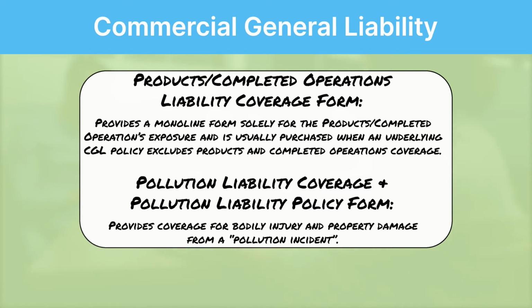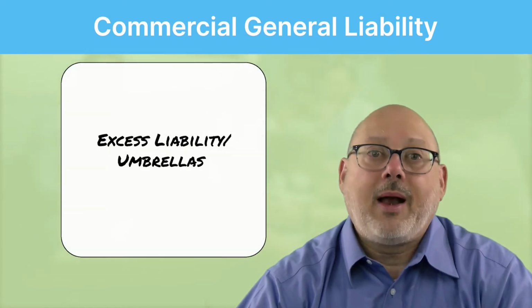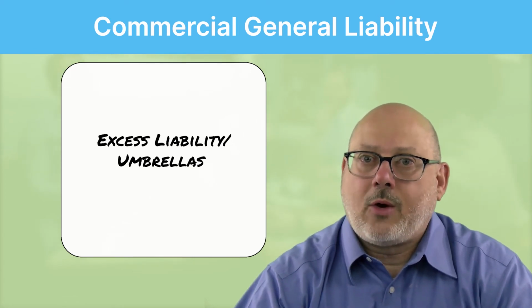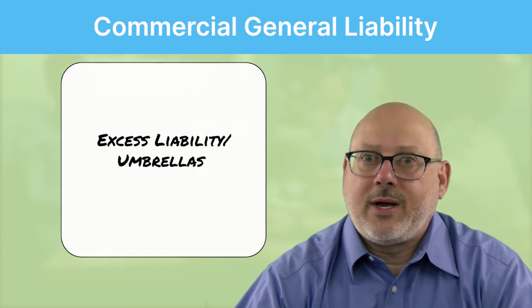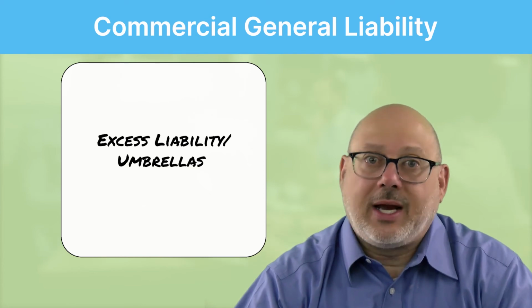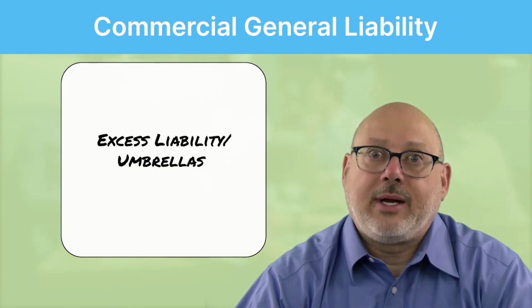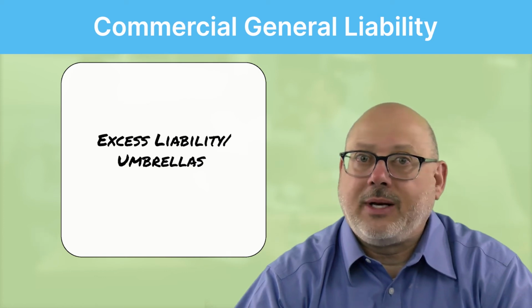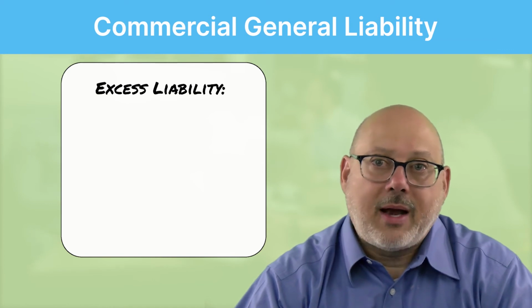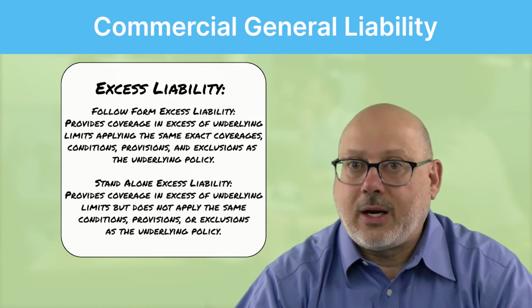Sometimes the liability limits provided by a policy are insufficient for the insured's business. Two coverage forms are used to provide the additional amounts needed: excess liability and umbrella policies. If an insured had a CGL policy with $1 million per occurrence coverage and $2 million of aggregate coverage and a $1 million umbrella, then the insured would actually have up to $2 million of liability coverage in the event of a liability loss. There are two basic types of excess liability policies: follow form and standalone.